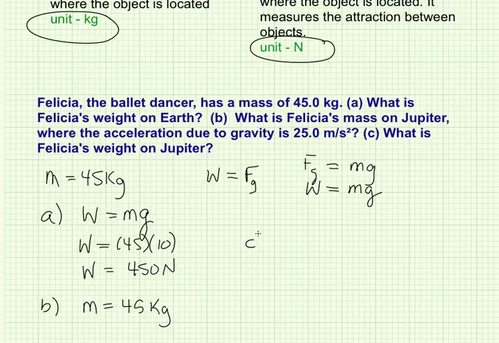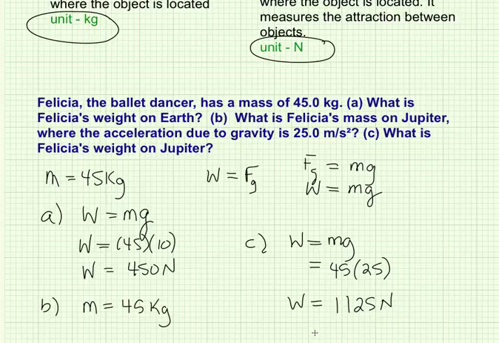But let's take a look at, for part C, what is her weight on Jupiter? So using that weight equals mass times gravity, I'm going to take her mass, which is 45, times gravity, which in this case is the gravity on Jupiter, 25 meters per second squared. I multiply these two numbers, and I get 1,125 newtons. Does this mean her clothes don't fit anymore? No, it just means that the force of gravity pulling down on her on Jupiter is much larger than it is here on Earth. How your clothes fit relates much more to your mass.